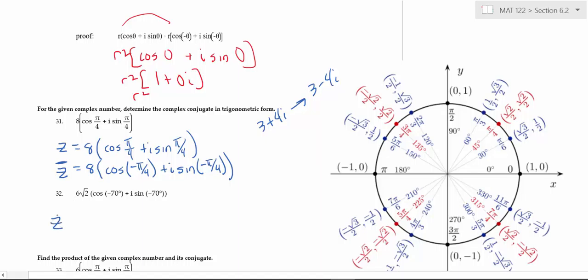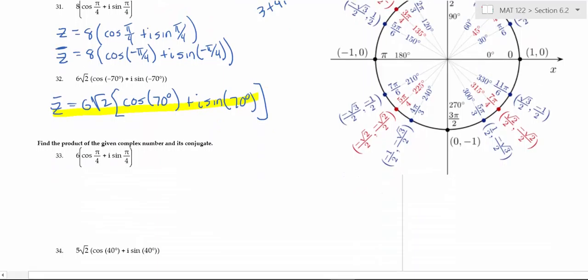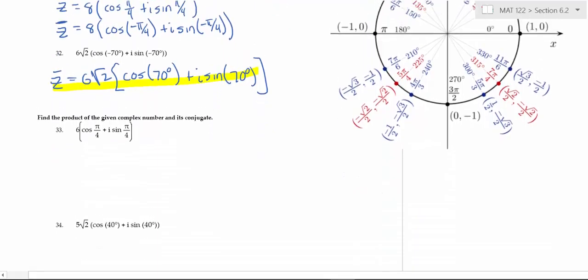All right, so this one goes like this. This is z, so z bar would be 6 radical 2, and then you just need to change these angles to opposites. So the opposite of 70 is negative 70 degrees, and that would be I sine of negative 70 degrees like that. That's it. That's your conjugate. So that's all you got to do if it's in trigonometric form.